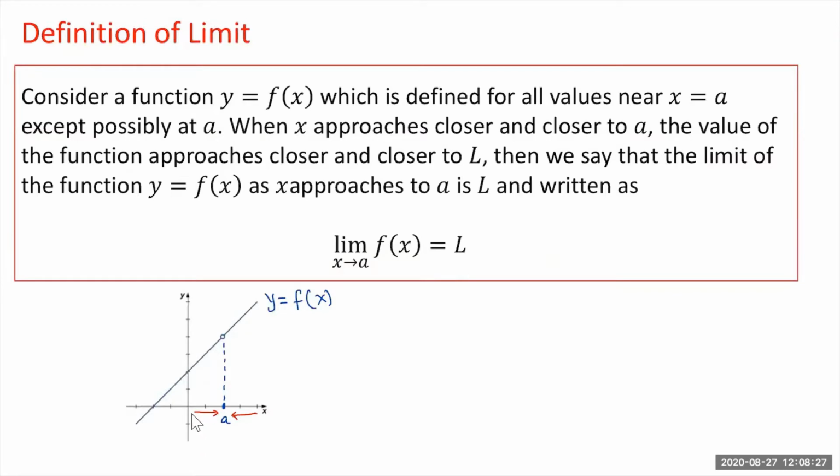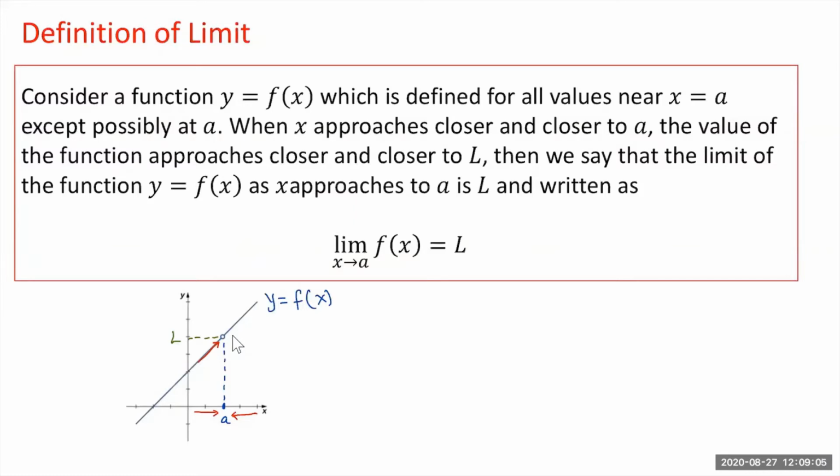When x approaches closer and closer to a from this side, from the left, the function will increase like this and gets closer and closer to this value here. And the value of the function at that point is somewhere here. I don't know what that is. Let's say the value of the function, the y value, is L. So when x approaches a, the function approaches a value of L. Similarly, when x approaches a from the right, the function value decreases.